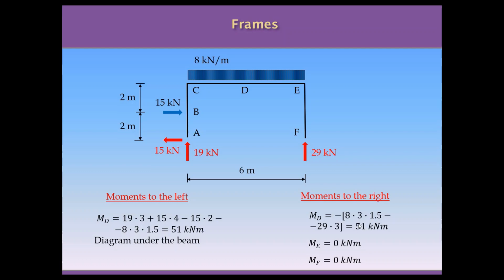We can check by doing the summation to the right side of the structure to check the moments at D, and we find the same value. The moments at E and F are equal to 0 because there is no force producing any moment around those points. So this column is free of moments in this particular frame.